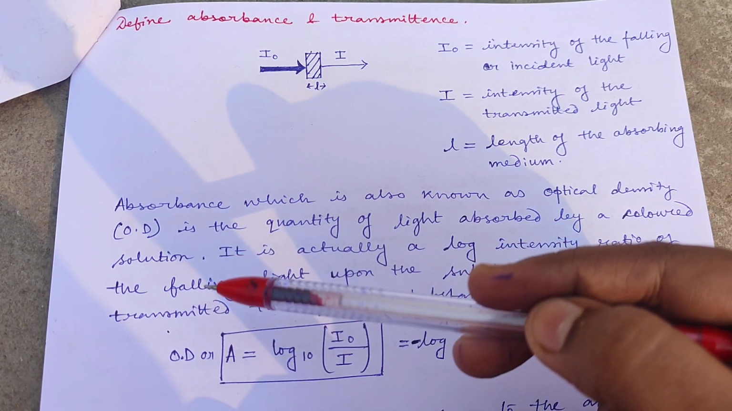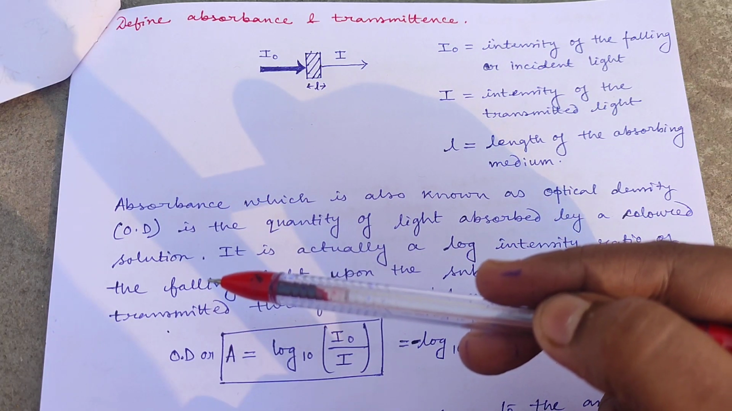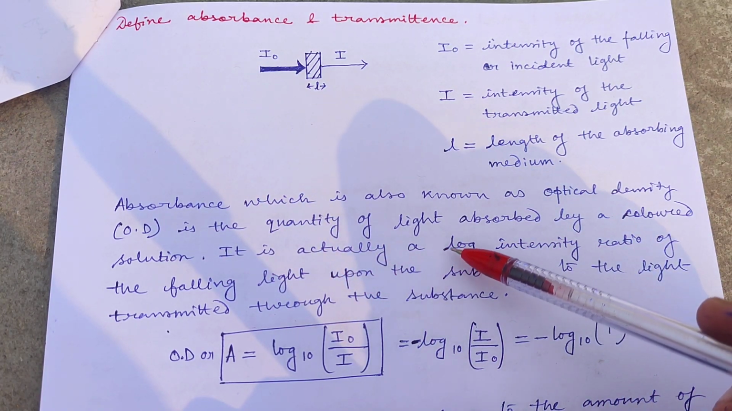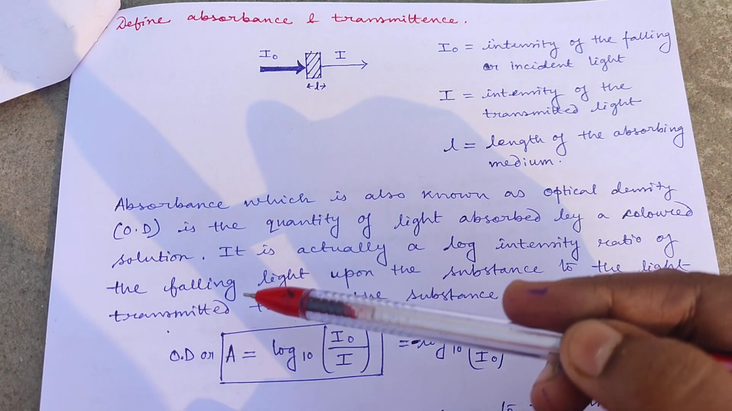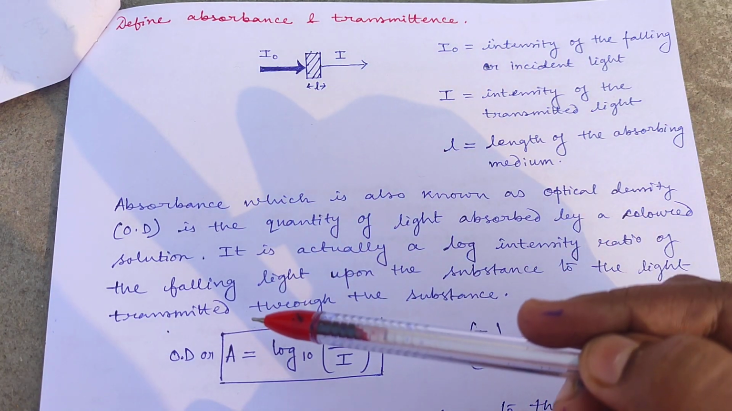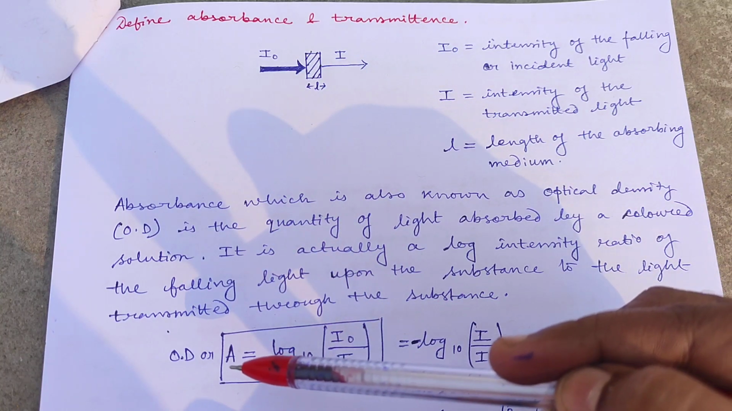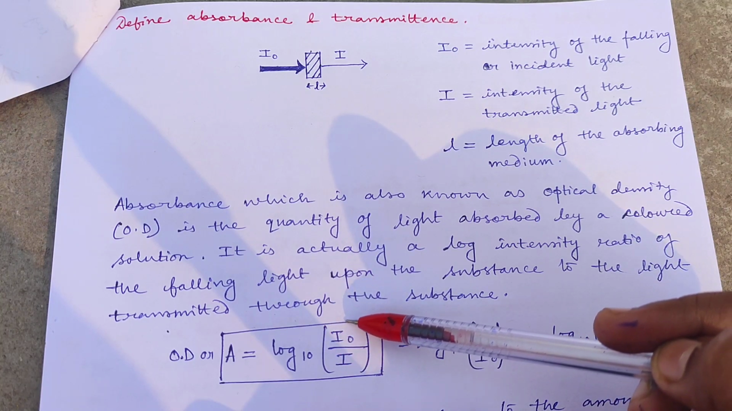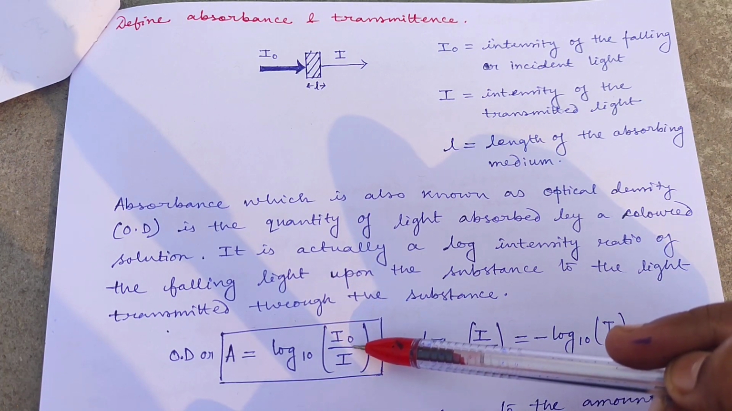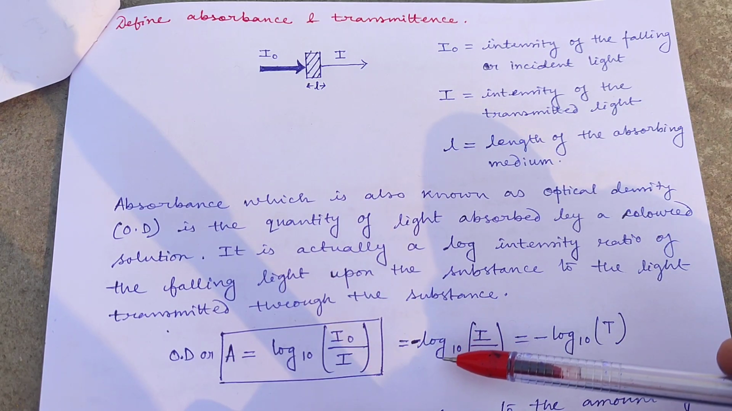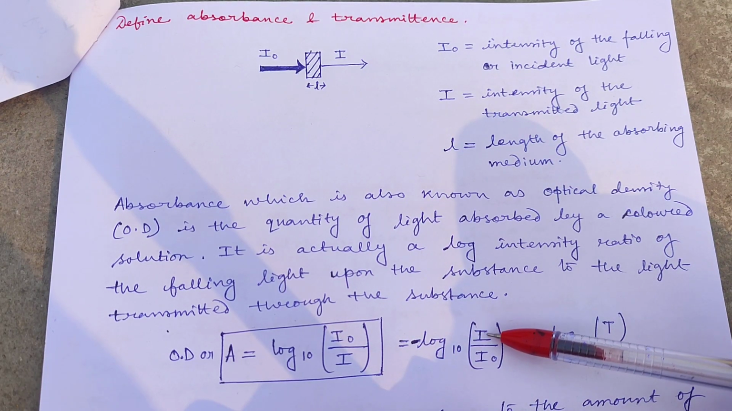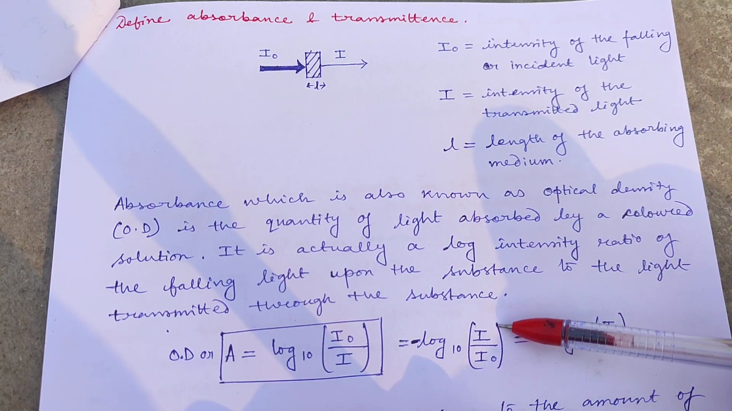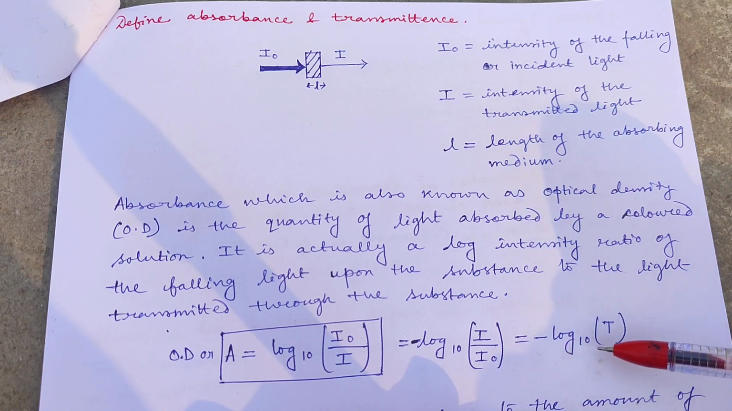So, how much light is being absorbed by your colored solution is the absorbance or optical density. It is actually a log intensity ratio of the falling light upon the substance to the light transmitted through the substance. That is why we can also write OD or A equal to log 10 base I naught, the intensity of the falling light, divided by I, the intensity of the transmitted light. We can also write it as minus log 10 base I by I naught, just flipping these two. So this I by I naught is actually T, so it is also minus log 10 base T.